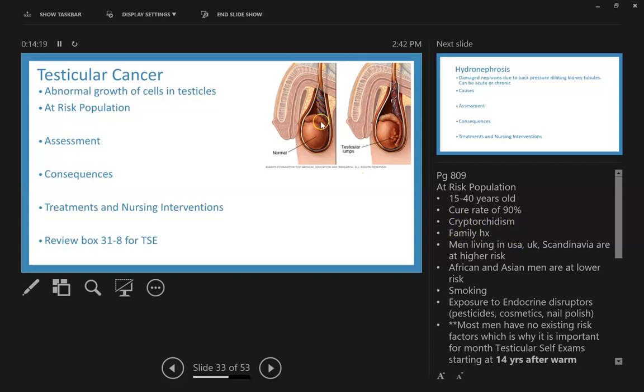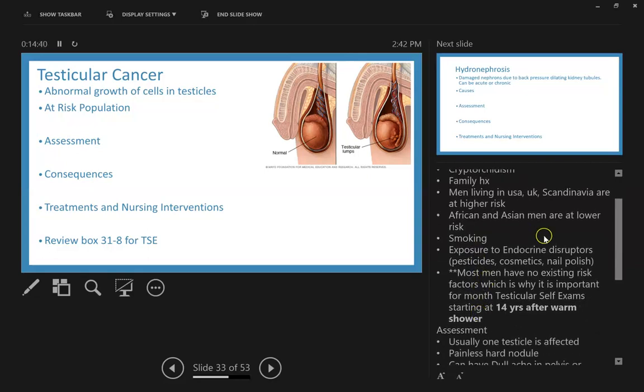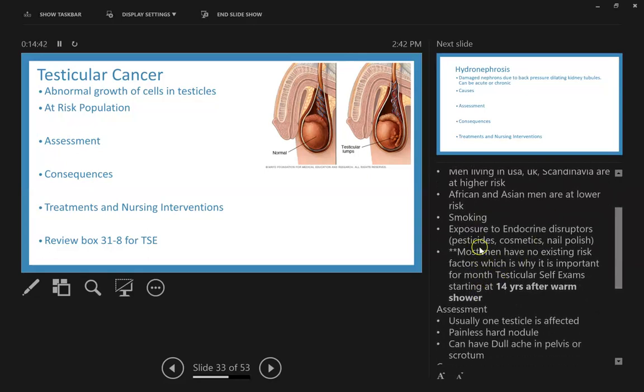Cryptorchidism, this is where you have a hidden testicle. It hasn't dropped yet. Family history of testicular cancer puts a person at higher risk. Men living in the US, UK, and Scandinavia are at higher risk. African and Asian men are at lower risk. Smoking increases the risk of everything, right? Exposure to endocrine disruptors, so different pesticides, cosmetics, and nail polish.